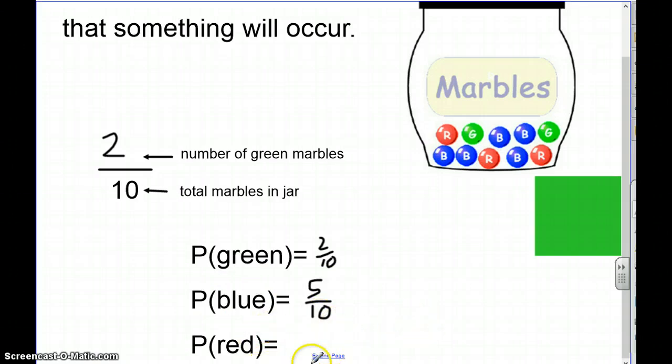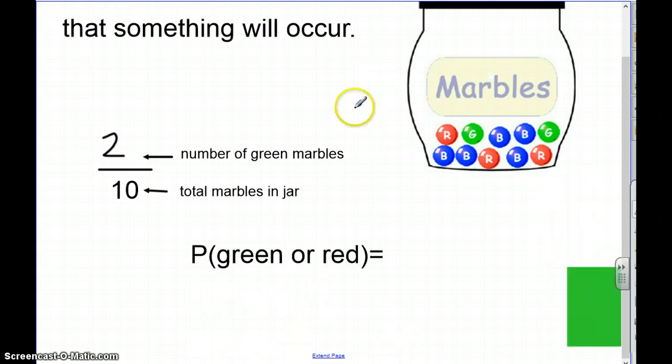Okay, go ahead and try to write the probability of red marbles, drawing a red marble. Okay, again, we have 10 total marbles in the jar. Only 3 of them are red. So the chances are, 3 out of 10 tries we would get red.